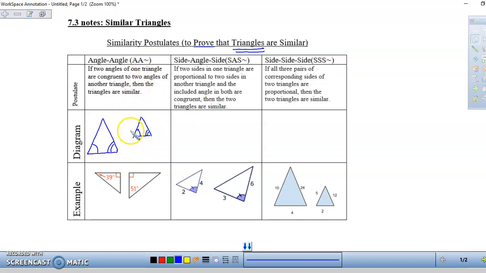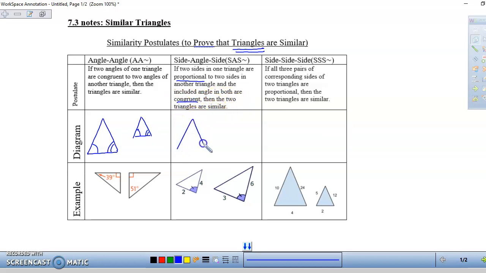That's different than when we had congruent triangles. If you had just angles, that was not enough information. But for similar triangles, it is enough information. Okay, for side angle side, so SAS with the squiggle, if two sides of one triangle are proportional, not congruent, to two sides of another, and the angle included is congruent, then the two triangles are similar.